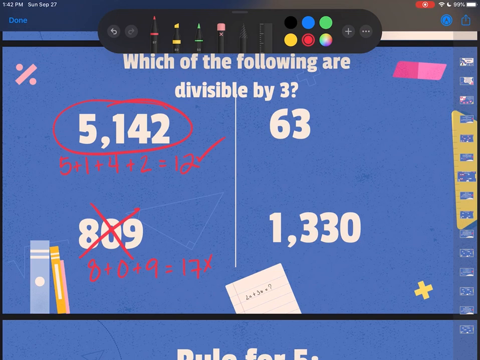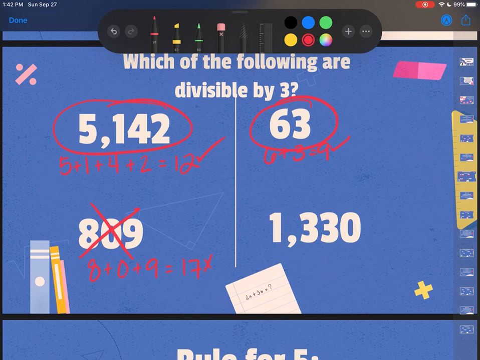Let's try 63. So I'm going to add 6 plus 3. 6 plus 3 is 9. So if I skip count by 3, if I run into 9, then my 63 is divisible by 3. So 3, 6, 9. So 9 is a multiple of 3, which means 63 is divisible by 3.